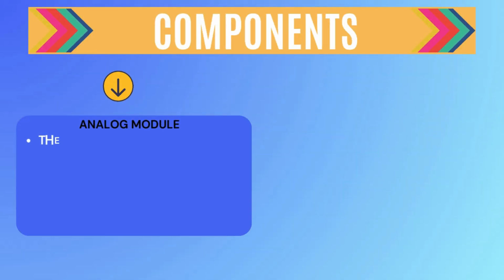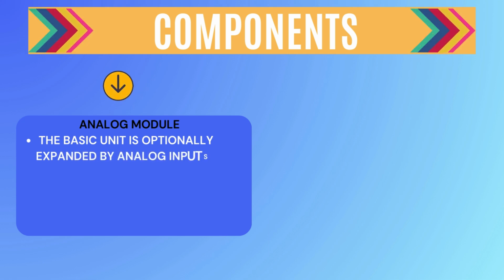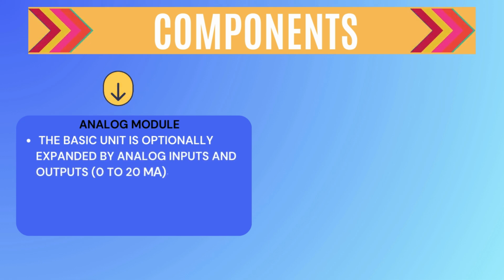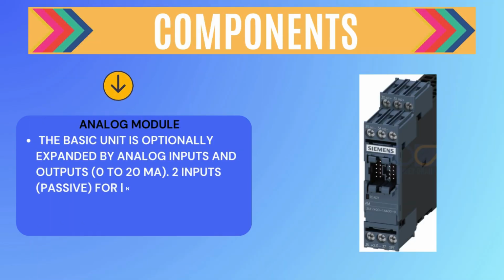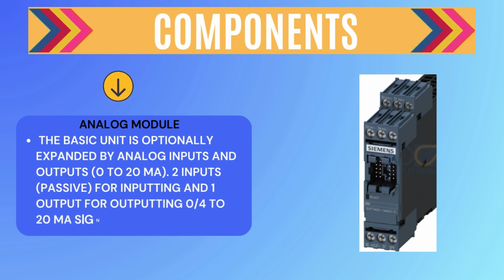Analog module. The basic unit is optionally expanded by analog inputs and analog outputs. 0 to 20 milliamps, 2 passive inputs for inputting and 1 output for outputting. 0 to 20 milliamps or 4 to 20 milliamps.